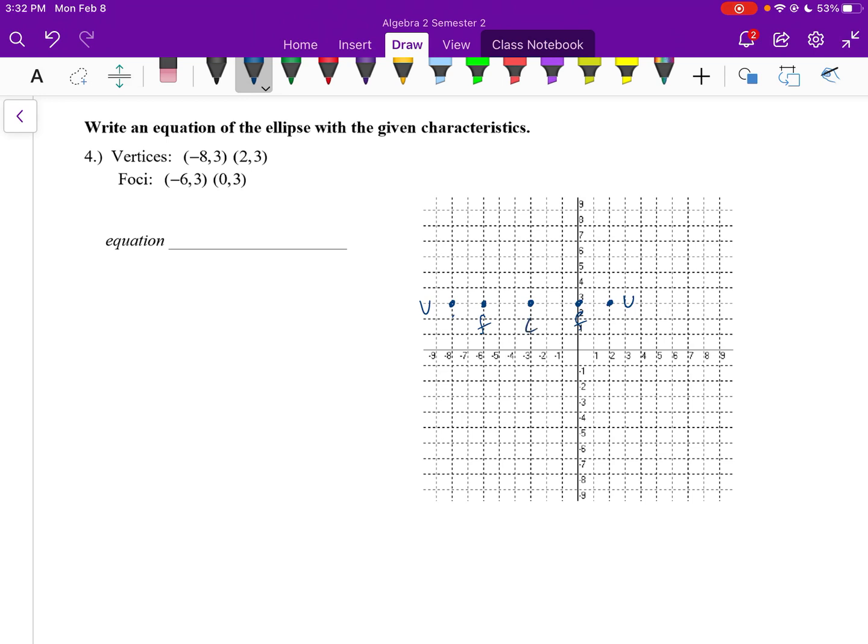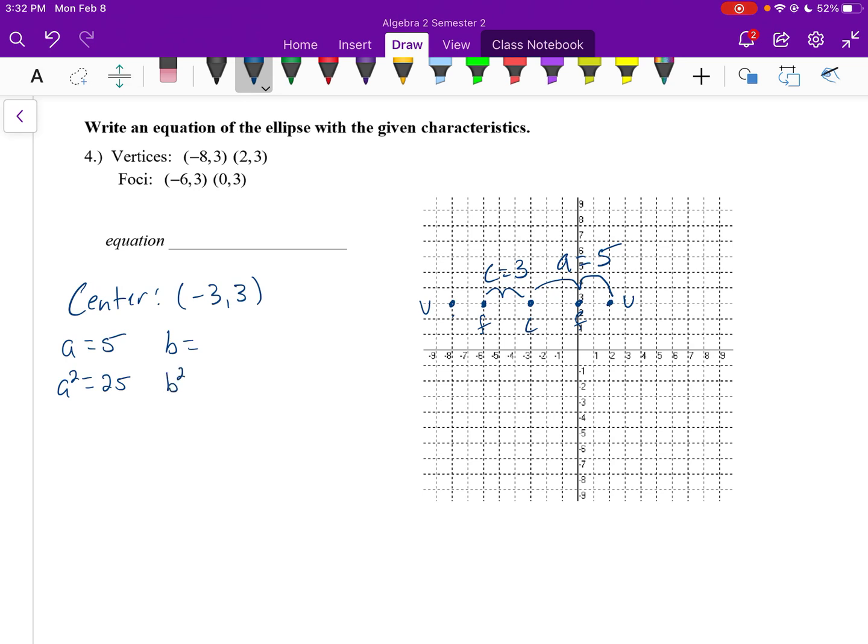our center. And again, when it comes down to writing the equations of these, it's figuring out the center and figuring out your a squared and b squared. To help us figure that out, we got that distance between the center and foci, which is our c value, which is 3. And then we also have the distance from the center to our vertices, which will be a, which in this case is 5. So we got a, which is 5, meaning a squared will be 25.